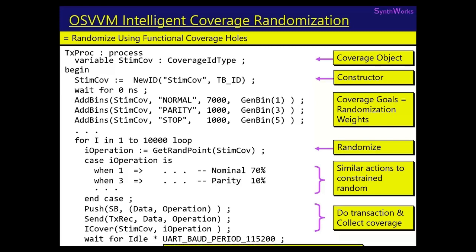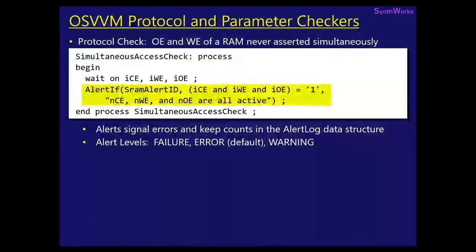Okay, so what we do with OSVVM's intelligent coverage goes beyond what other verification languages do by themselves. You have to go up to the portable stimulus standard with SystemVerilog, which is a whole other tool and a whole other cost basis. Okay, so for protocol and parameter checking, we use alerts.